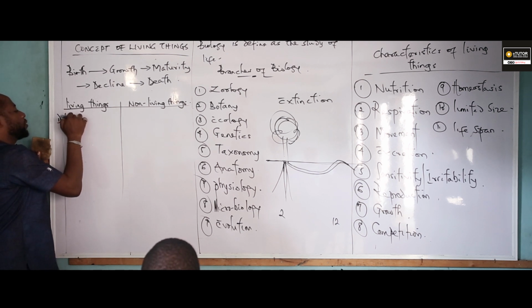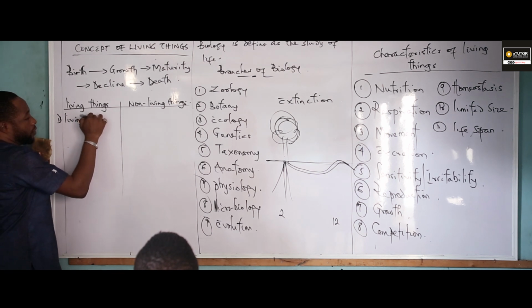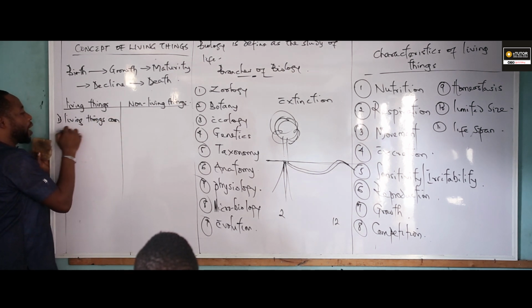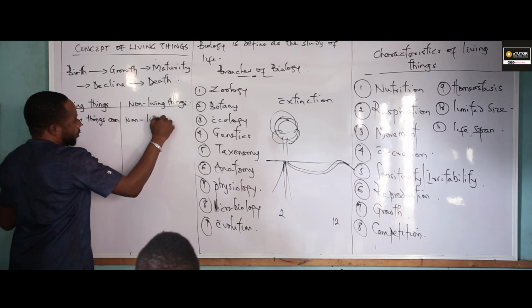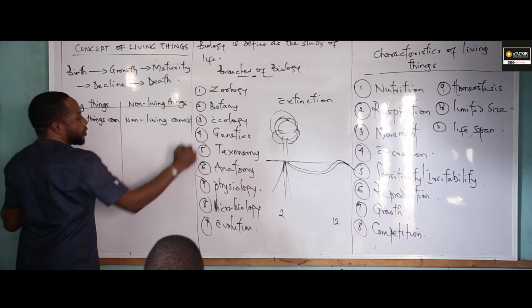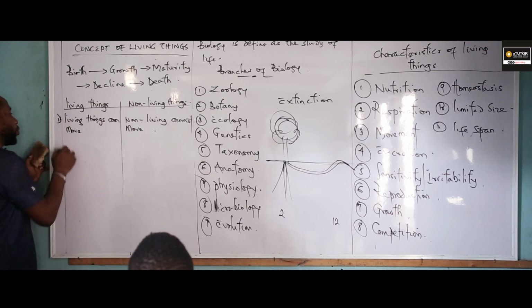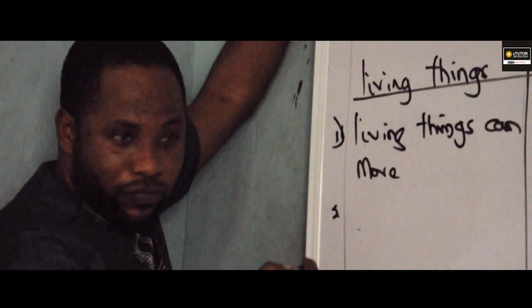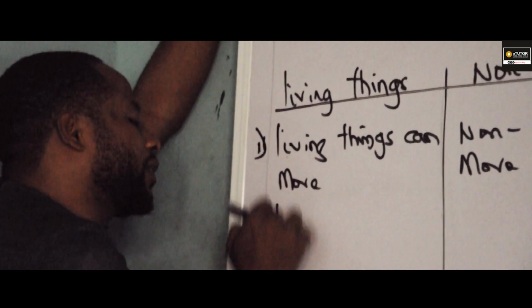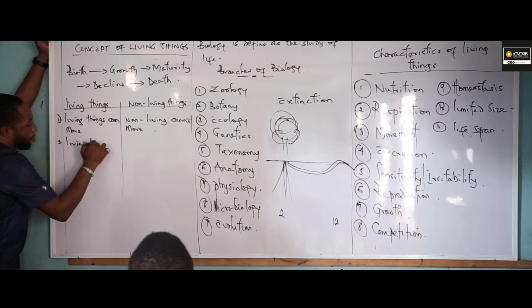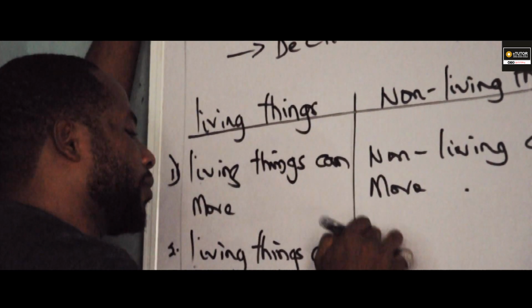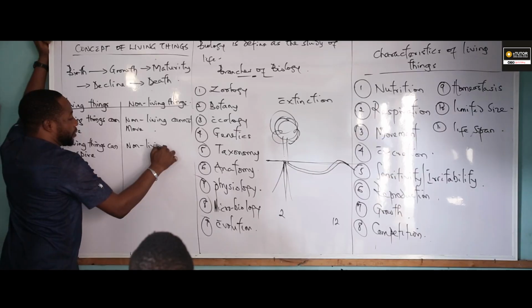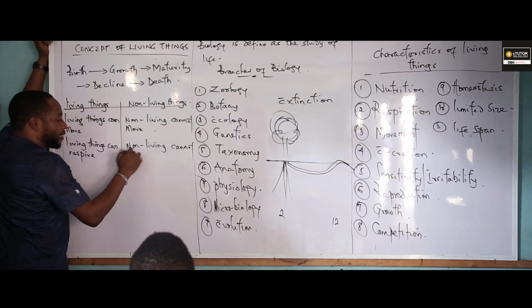Number one, living things can move. Non-living things cannot move. Number two, living things can respire. They can convert food to energy. So living things can respire, while non-living things cannot respire. Let me give you just 5.